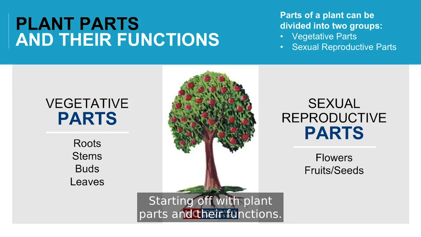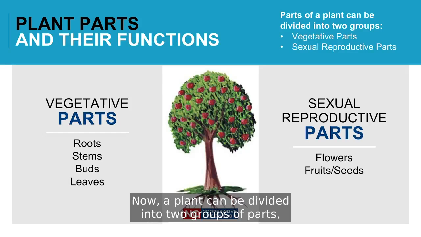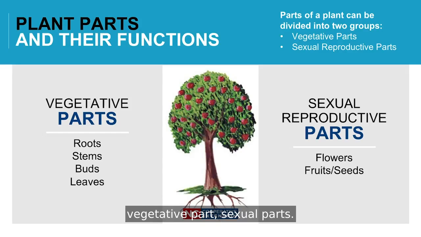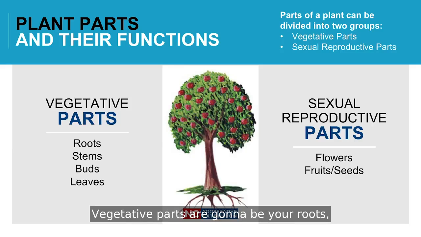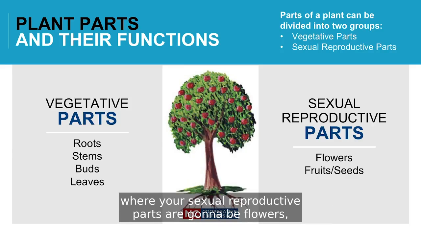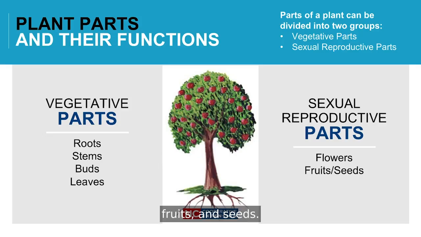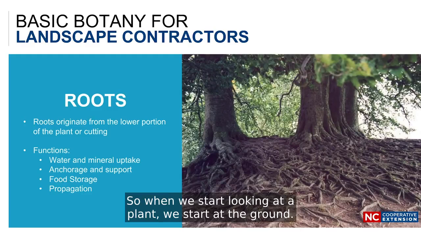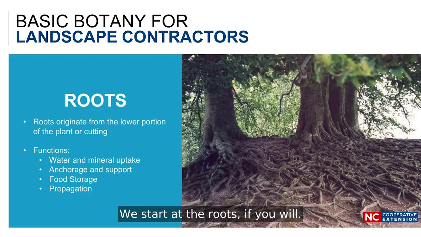Starting off with plant parts and their functions. A plant can be divided into two groups of parts: vegetative parts and sexual parts. Vegetative parts are going to be your roots, stems, buds, and leaves, where your sexual reproductive parts are going to be flowers, fruits, and seeds. So when we start looking at a plant, we start at the ground. We start at the roots, if you will.